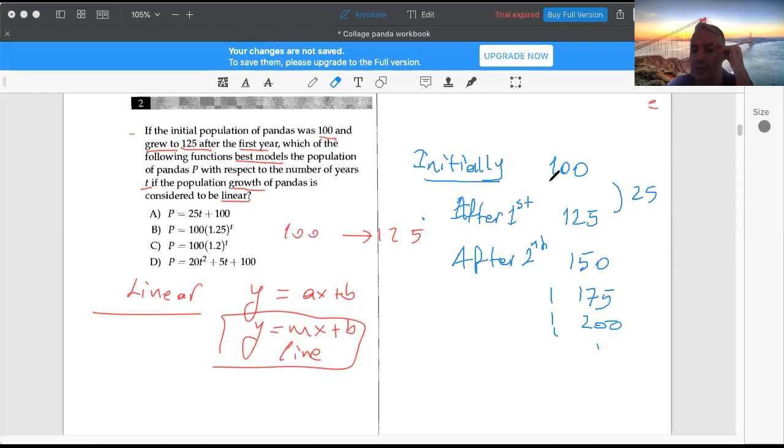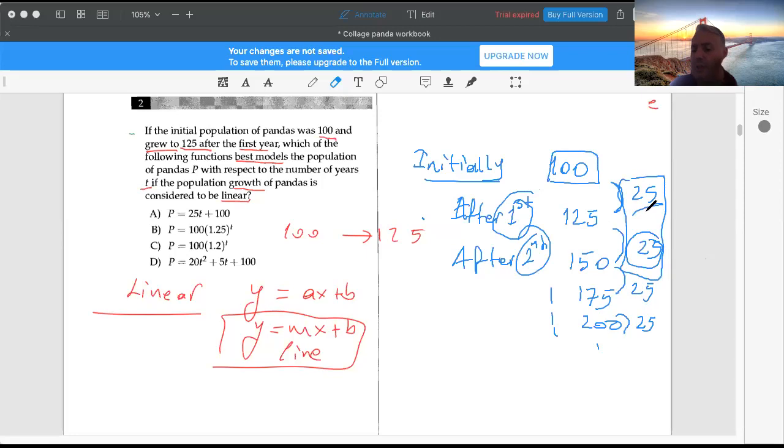Firstly, my initial value is 100 plus 25 plus 25 plus 25. I am adding just 25 each time. How many 25s? After the first year, 125. After the second year, another 25, but totally it will be 2 times 25, which is 50. So 100 plus 50, 150. After the third year, another 25, but compared to the initial it will be 3 times 25, which makes 175.